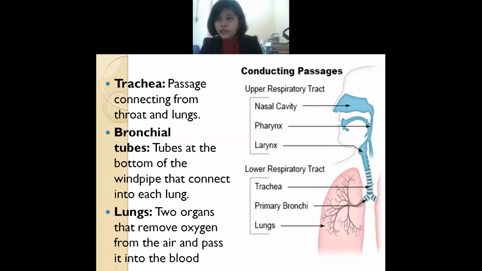So first is trachea. So this is trachea. Trachea is also known as a windpipe. So this trachea, it is a passage in between your throat. This is your throat, and in between your lungs. This one. The trachea lies in between your throat and your lungs.